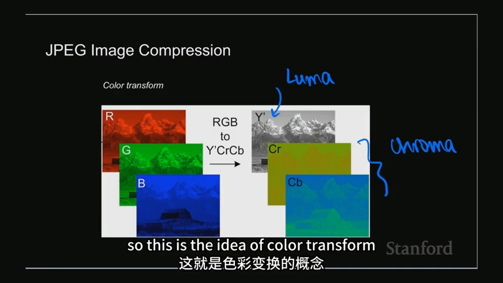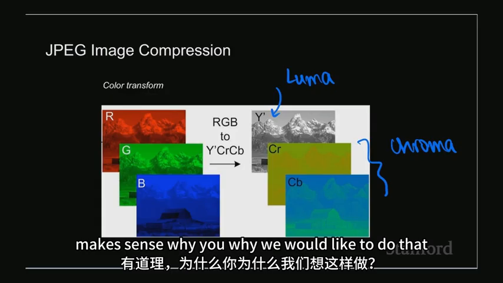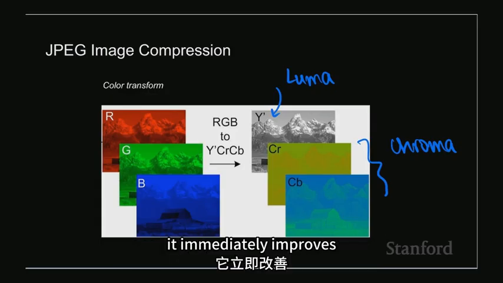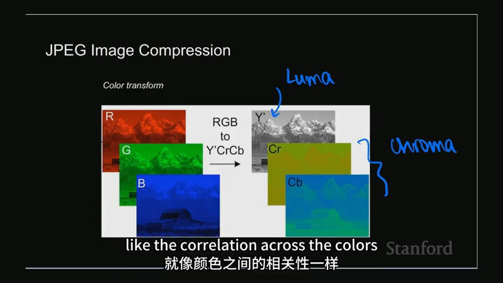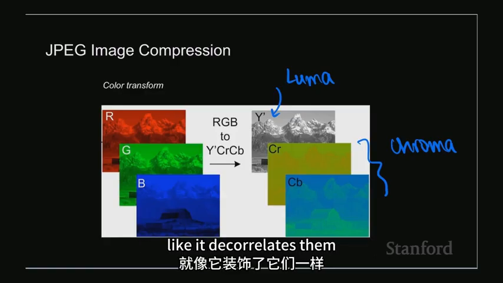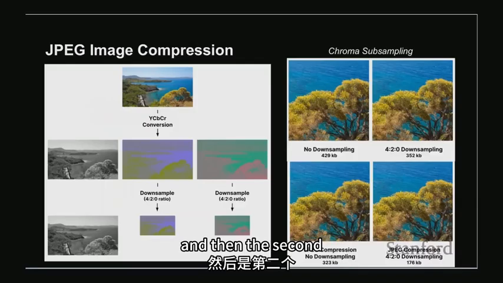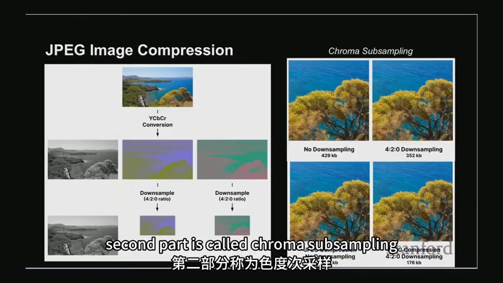So this is the idea of color transform. It makes sense why you would like to do that. It immediately improves the correlation across the colors, it decorrelates them. And then the second part is called chroma subsampling.